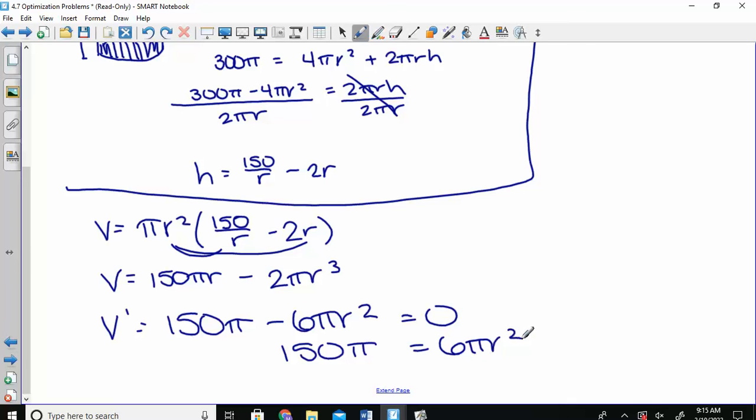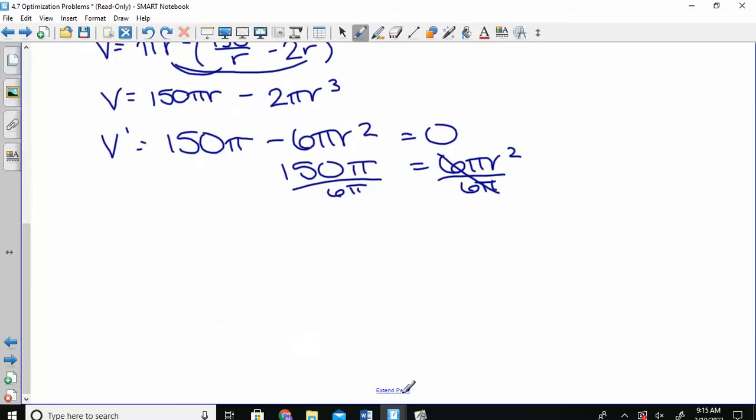Divided by 6 pi. Pi's dropped, 150 over 6 gives me 25. Square root. With that, you would do a plus and a minus. Can you have a radius of a negative length? No. So it has to be a positive 5.